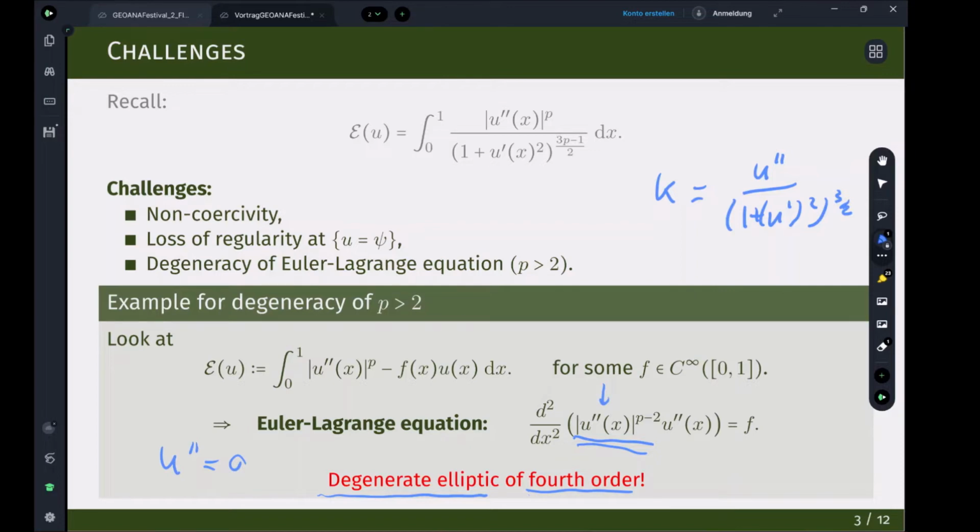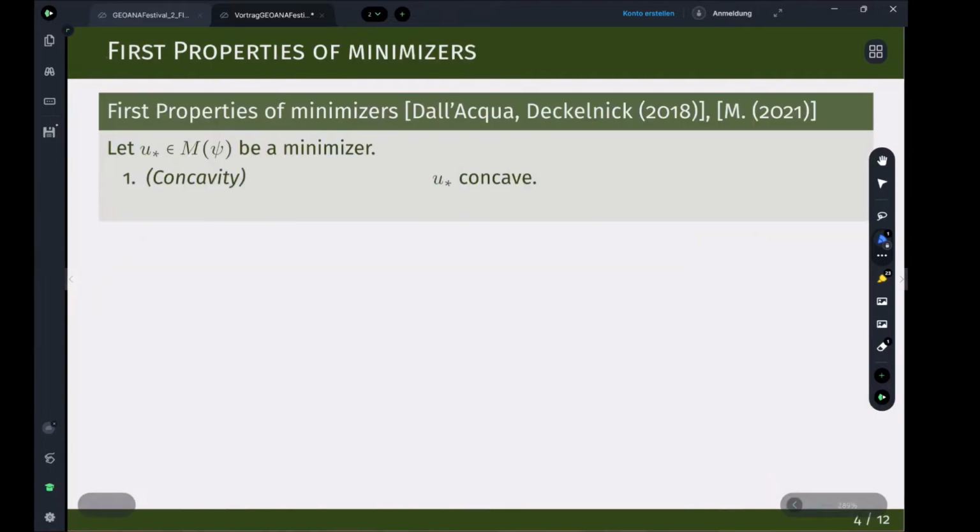Okay, so this is the problem with degeneracy. It can occur for this equation as well, that at the points where u'' equals 0, we have a degeneracy of the equation, at least if p is bigger than 2, like the ellipticity of the equation that guarantees regularity degenerates. Okay. So those are the challenges. Maybe we should also say some properties of the minimizers before we start examining whether the challenges can be overcome or not.